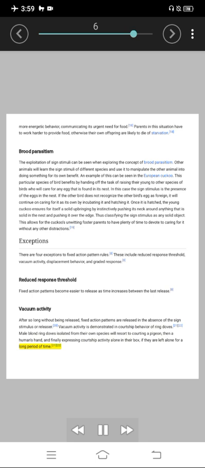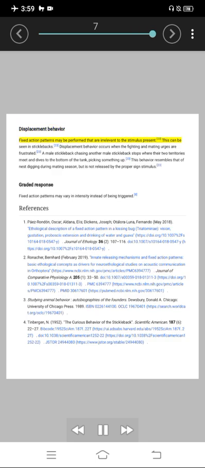Displacement behavior. Fixed action patterns may be performed that are irrelevant to the stimulus present. This can be seen in sticklebacks. Displacement behavior occurs when the fighting and mating urges are frustrated.